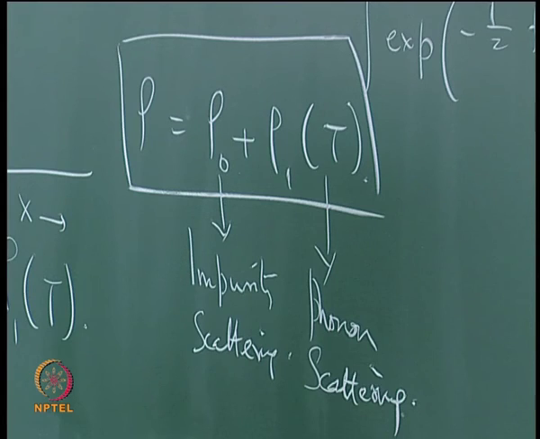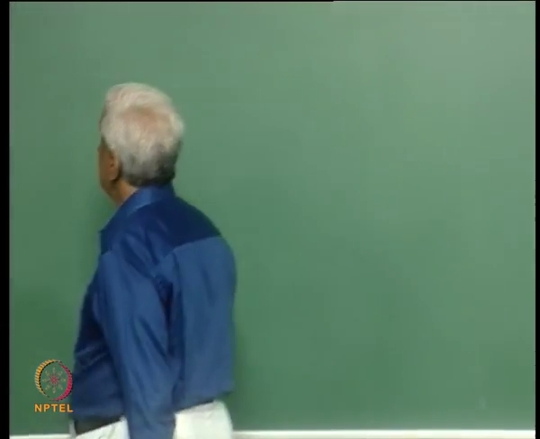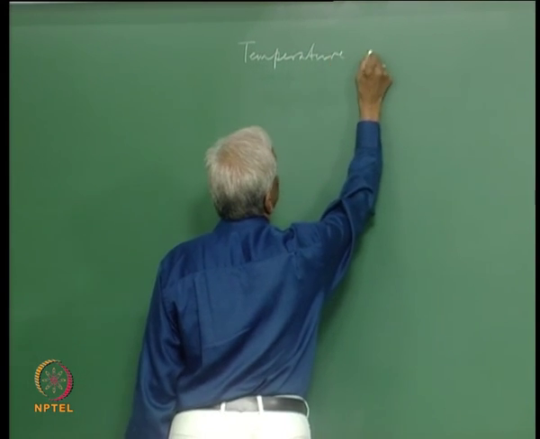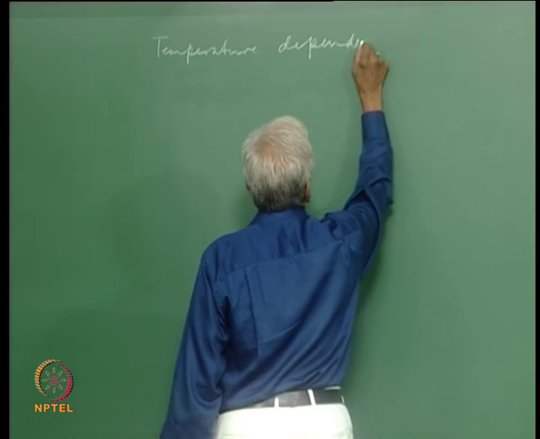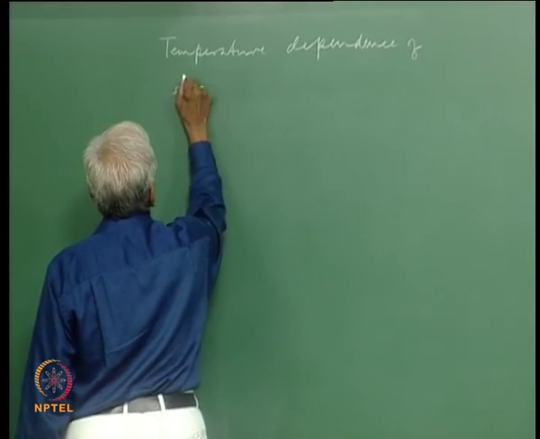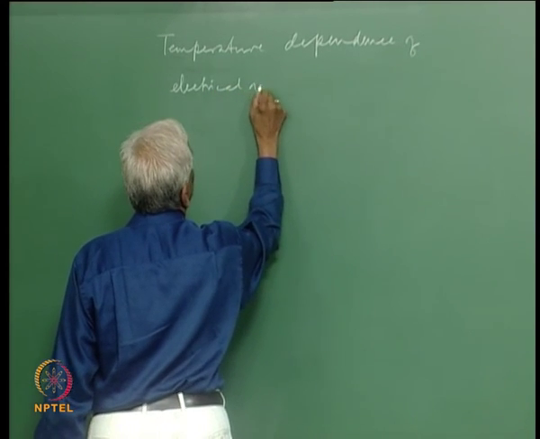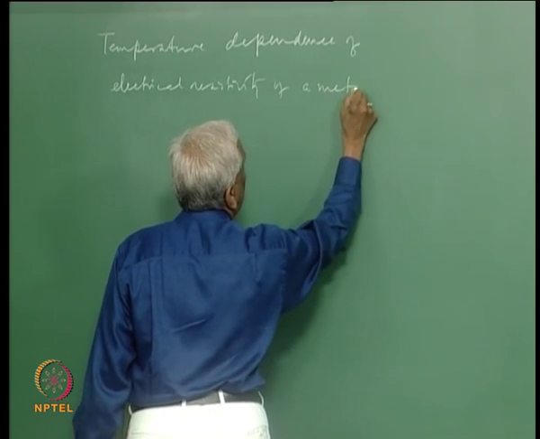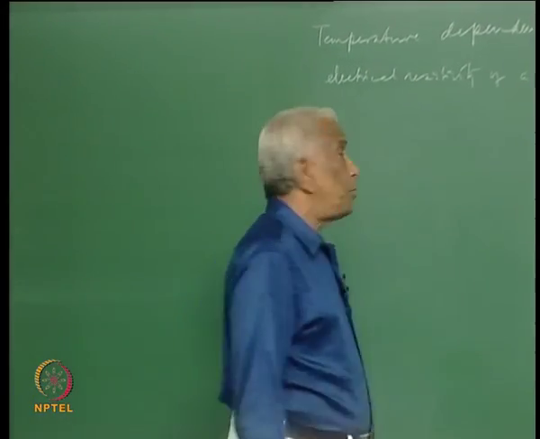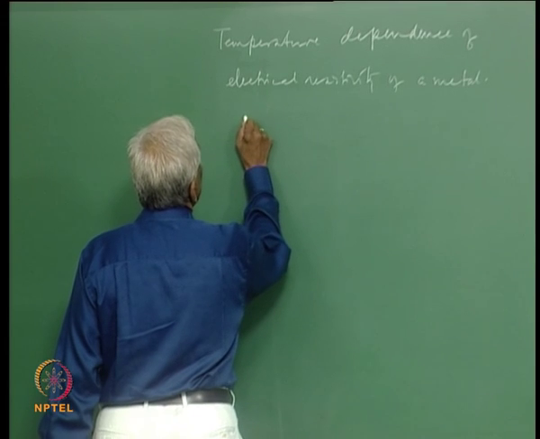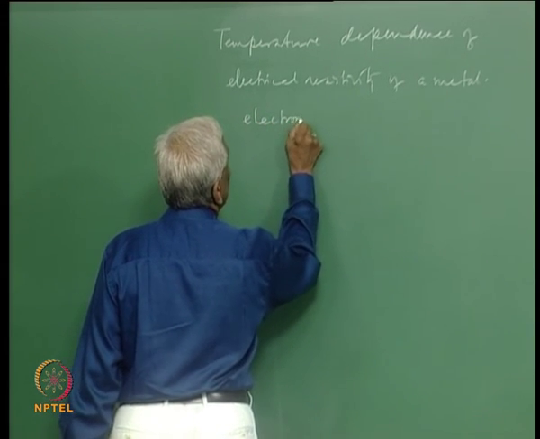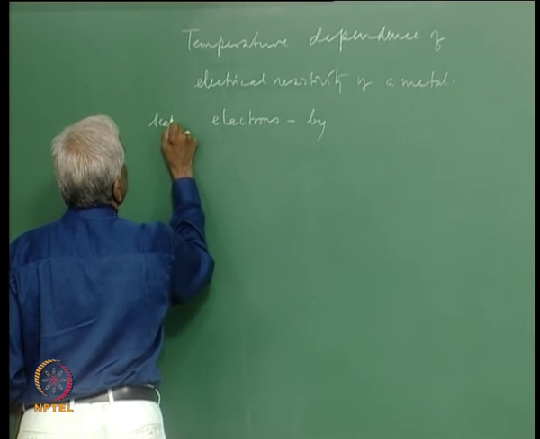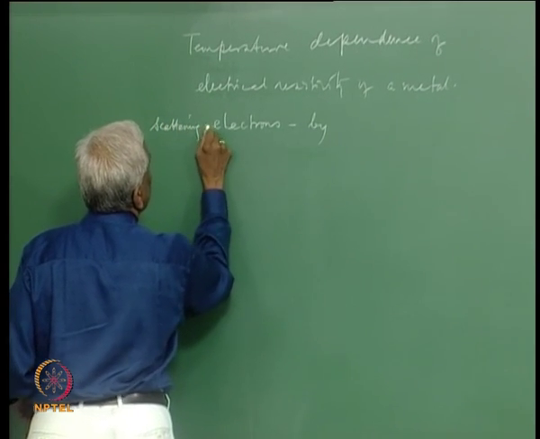We will now discuss the temperature dependence of electrical resistivity of a metal. As we already pointed out, this temperature dependence arises from the scattering of the electrons, the so called free or conduction electrons, by phonons.